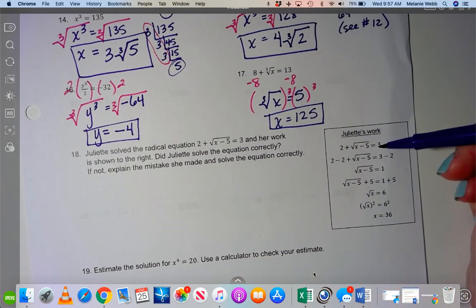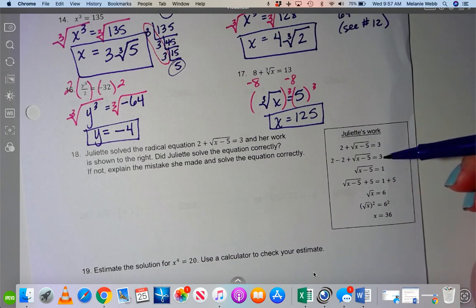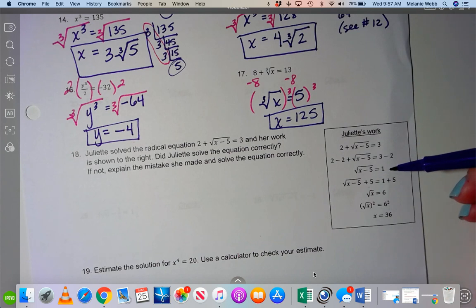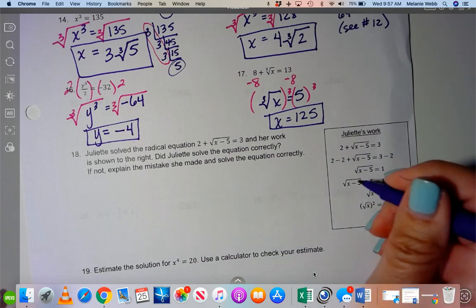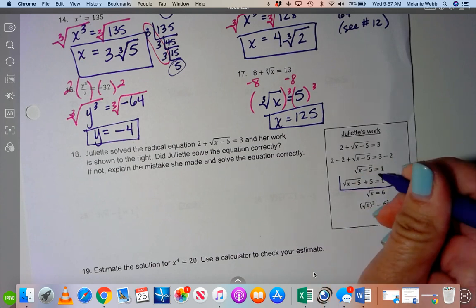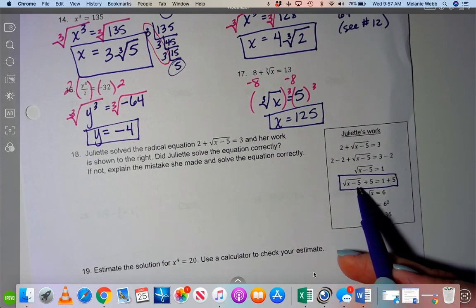She subtracts 2 from both sides. That's good because she's trying to get the radical by itself. Here she has the radical by itself equals 1. And then here she adds 5. So this is where she made her mistake, right here, by trying to add 5. Like this -5 is sort of trapped inside that radical. So I can't just add it to both sides.